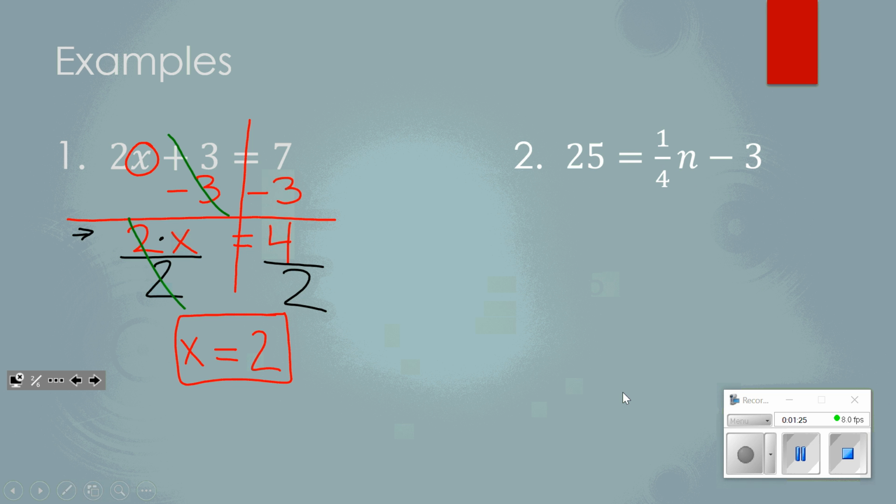Here is example number 2. 25 equals 1/4 n minus 3. This has a fraction, but it's okay because we know how to use our multiplicative inverses. And we're going to start with the minus 3 anyways. So here's the variable we want to solve for. Let's draw our line. We're going to add 3 to both sides.